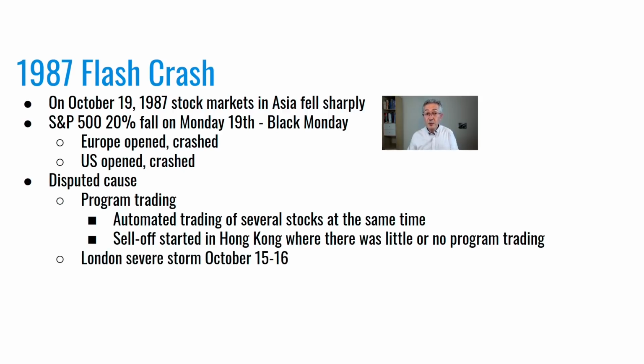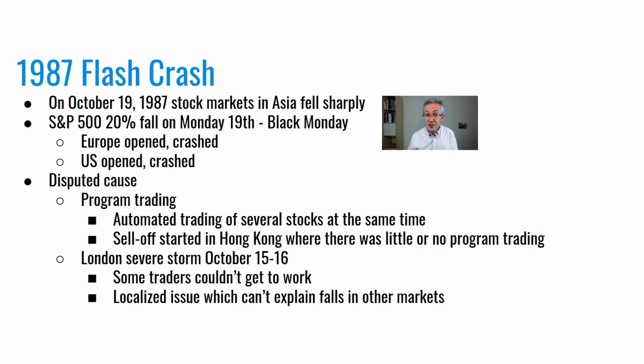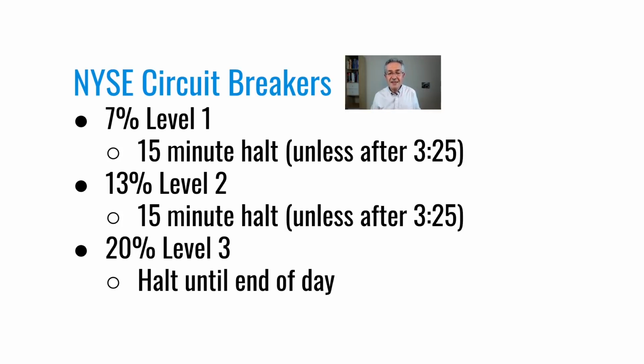Another explanation was that there was a big storm in London on October the 15th and 16th. And this stopped many traders from getting to work. But this was a localized issue, so it can't have been the cause of a global sell-off. So I don't think that argument holds water either. But one of the good things to come out of that 87 crash was the creation of circuit breakers. And what that means is that if markets sell off by a certain amount, people get a breather when trading stops. People can step back from the markets, calm down, and then trading can resume. Unless it's a really large fall of, say, 20%, when trading can be stopped until the end of the day.